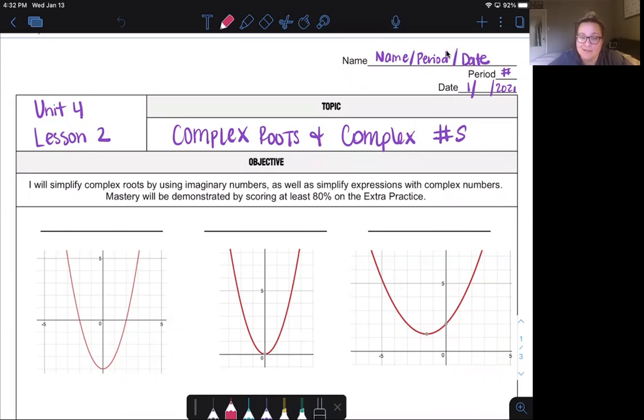We're going to jump right into Unit 4, Lesson 2. We're going to talk about complex roots and complex numbers. We're getting in some true Algebra 2 material today, which is really cool.